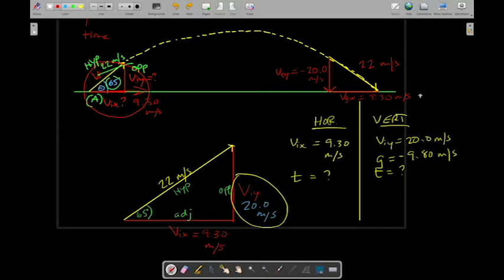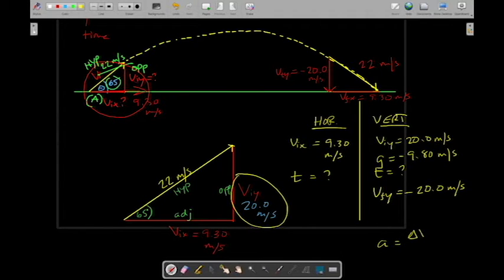So why am I telling you all this? Well, because we can add more to our vertical component on our chart. We can now add a final vertical velocity, which we just solved earlier. In this case, it's negative 20.0 meters per second. This is one of the crucial components we need in order to solve for our time. Because we know both our initial vertical velocity y and our final vertical velocity y, and we also know gravity, we can use this equation here.